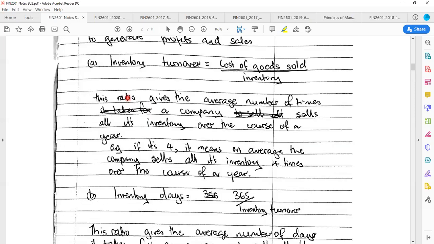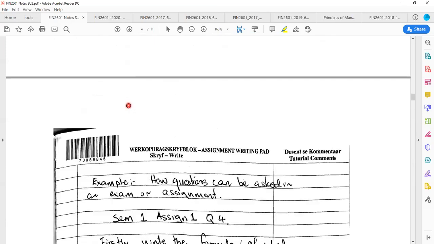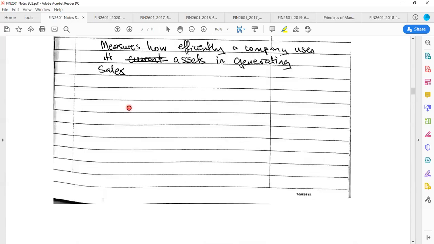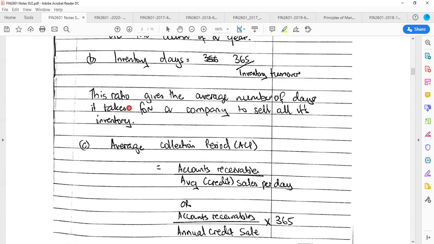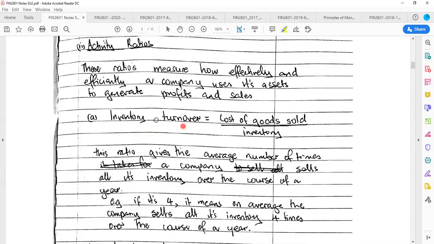So we have quite a number here, 3, 4, 5. We've got 5 of these activity ratios, right? Okay. The first activity ratio is known as the inventory turnover. This is given by cost of goods sold over inventory, right?